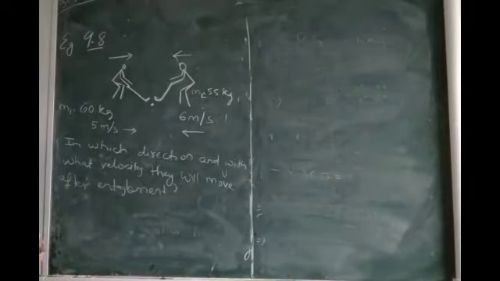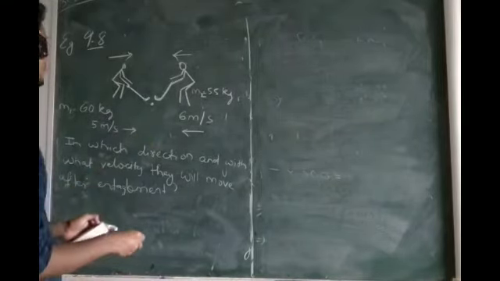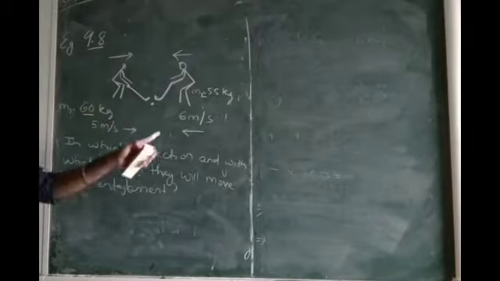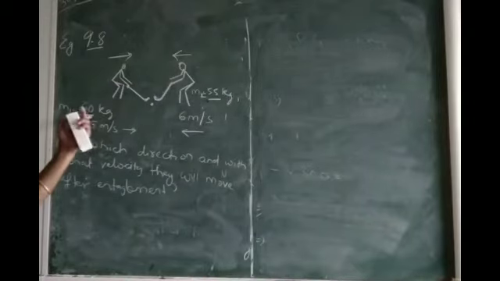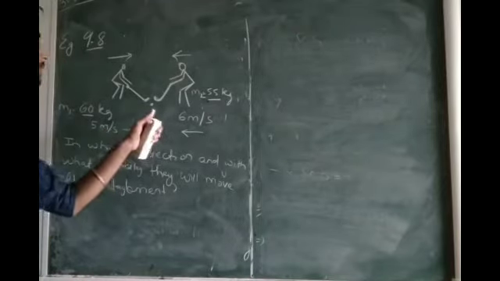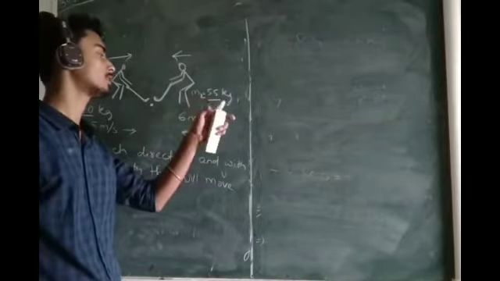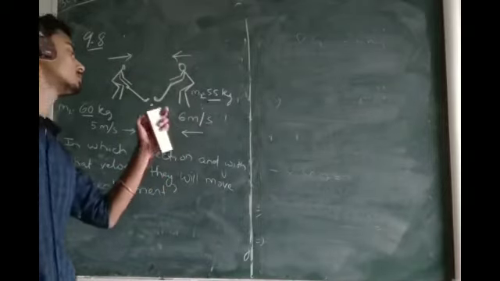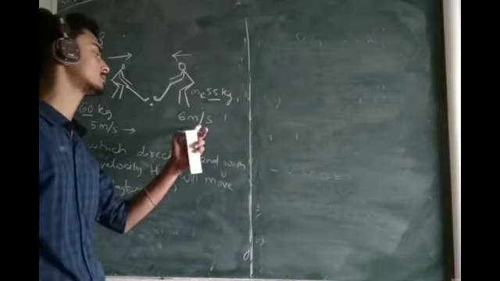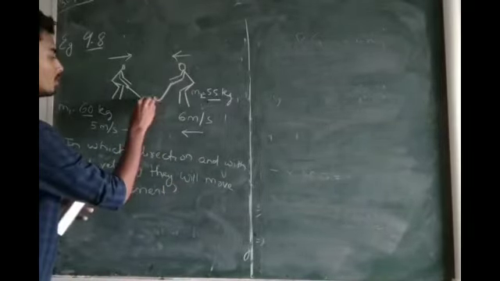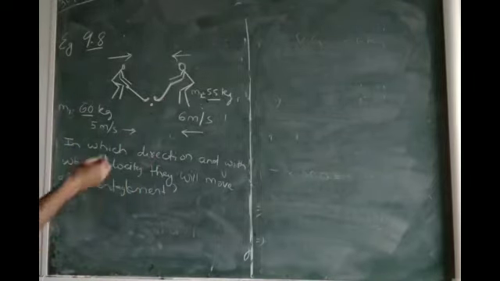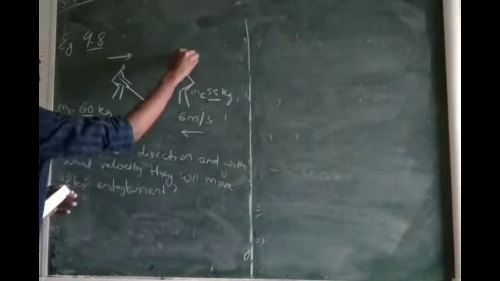So now let us solve the example 9.8 given earlier, in which two hockey players will be playing. One will be having the weight of 60 kg and the other will be having the weight of 55 kg. The one who has the weight of 60 kg will be moving with a velocity of 5 meter per second towards the ball, and the one who has 55 kg will also be moving towards the ball with a velocity of 6 meter per second. And they are moving towards each other, and you can see in the diagram it is like this, right?